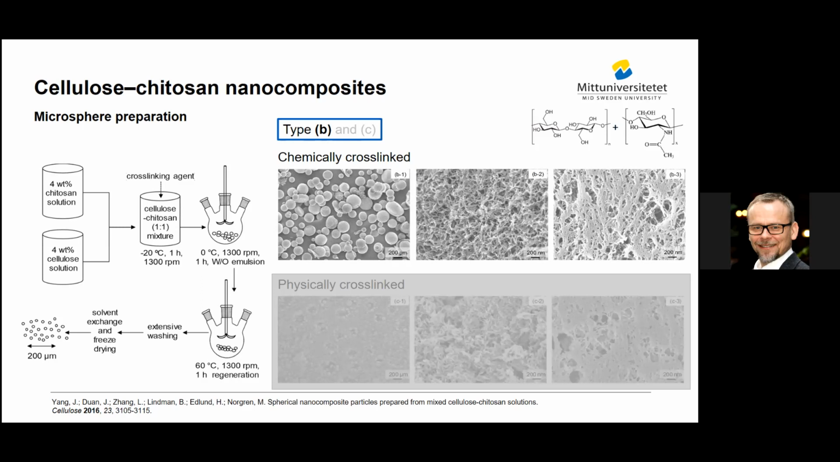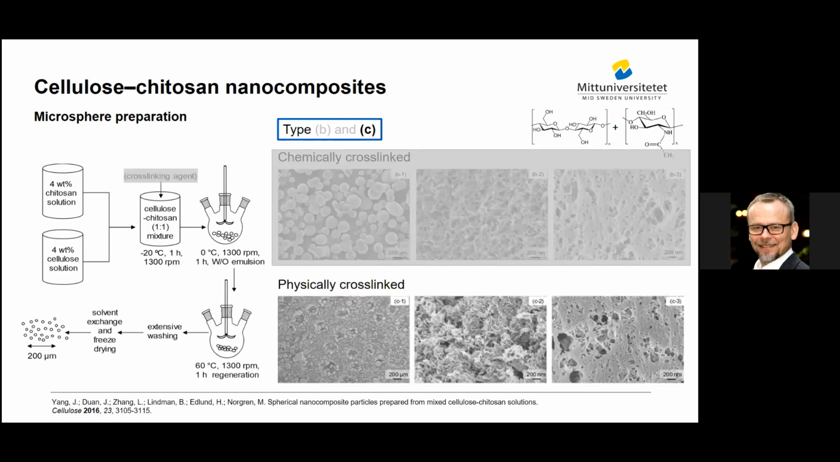polysaccharides. So inside these water droplets in the oil, you also get this reaction between the cross-linking agents and cellulose and chitosan. And you go further and prepare the solid particles, and then you get much smaller particles, first of all, and they have a structure that you can determine in a way of porosity and look at.